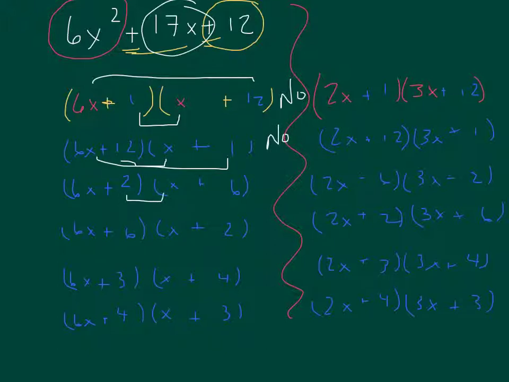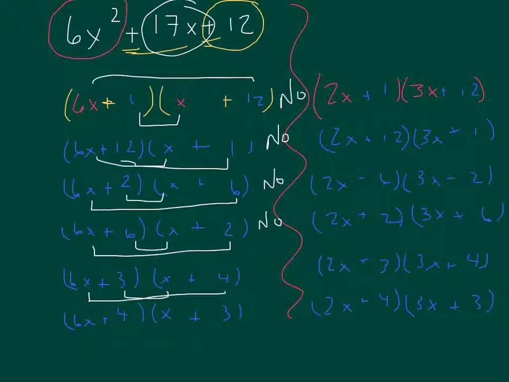I get 2x. I get 36x. I'm not going to get 17 when I add those. 6x, 12x, again, I'm going to get 18x there. Nope. I have 3x, I have 24x, that's 27x rather, sorry. I have 4x, I have 18x, I have 22x, that's not going to work. So we're staying nice and relaxed. I get 3x, and I get 24x, so that's 27x.